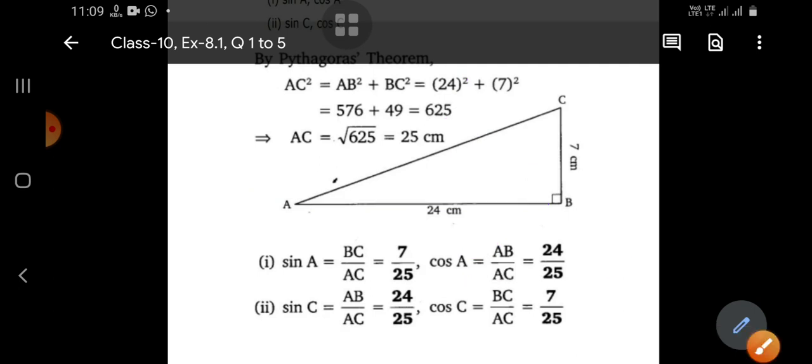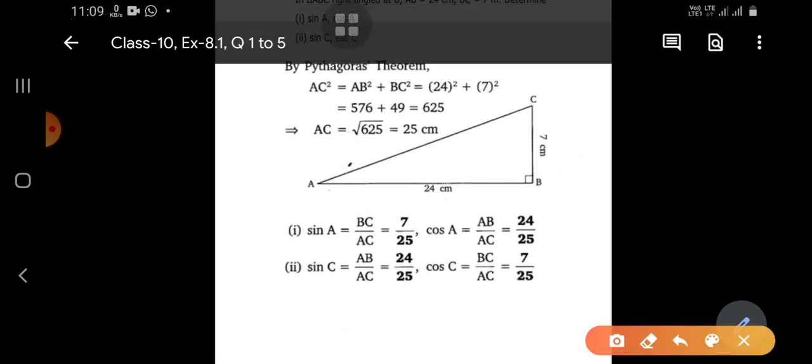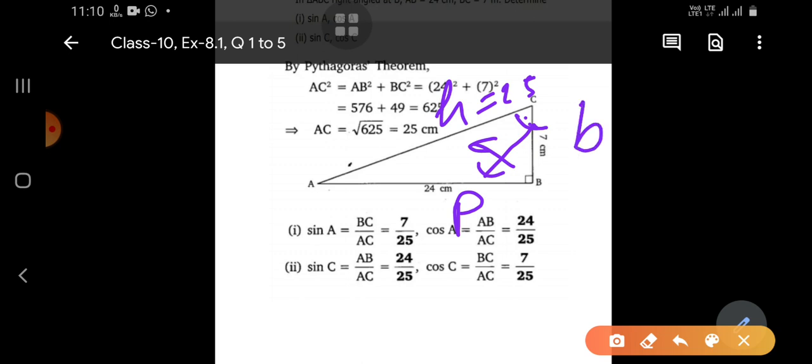Okay. Now in the case of C, you can see that the angle has changed. As the right angle is B, its opposite side is AC, so it will be H, and its value is 25. The opposite of C, that is here, will work as P. So H is here, P is here, and this side will be B. Now in the case of sin C, the formula is P by H. P is AB and H is AC. So the value is 24 by 25.